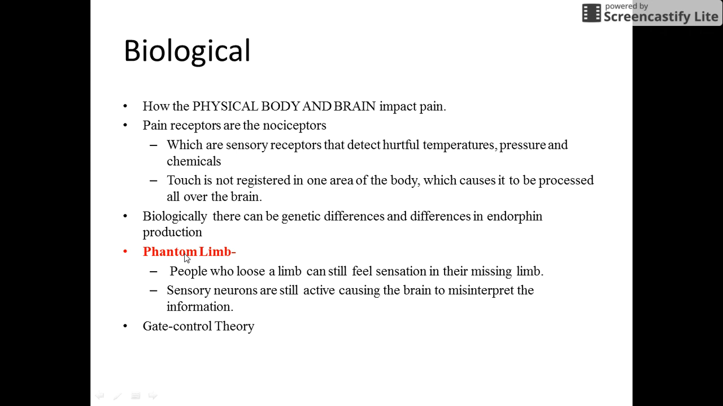Biologically, also, there's this phenomenon called the phantom limb phenomenon. People who lose a limb can still feel sensation in their missing limb. This happens because the sensory neurons are still in their body, which once would send signals to different areas of the body, causing the brain to misinterpret the information. The last theory that deals with the biological approach is the gate control theory.